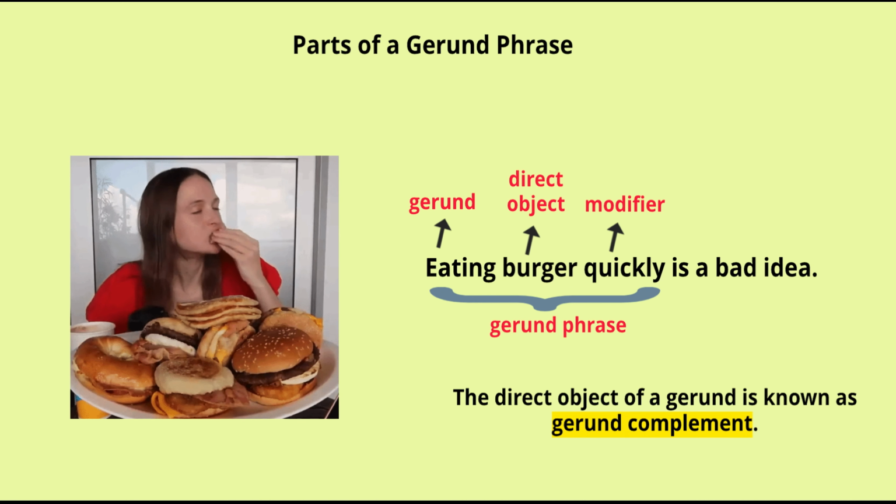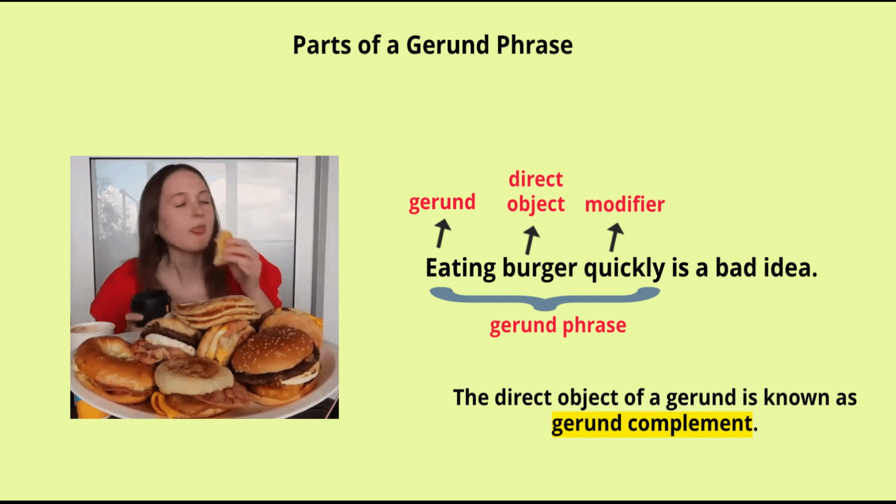Parts of a gerund phrase. You can see in the image a girl eating a burger very fast, right? Eating burger quickly is a bad idea. So what is eating in this sentence? Eating is the gerund. What is the burger? It is the direct object. Quickly is the modifier because it is modifying the gerund. So eating burger quickly is the gerund phrase.